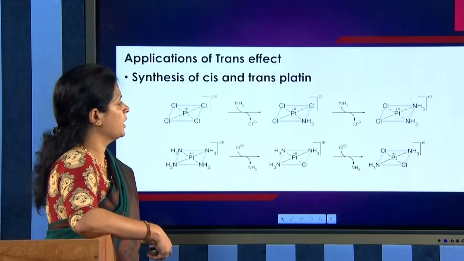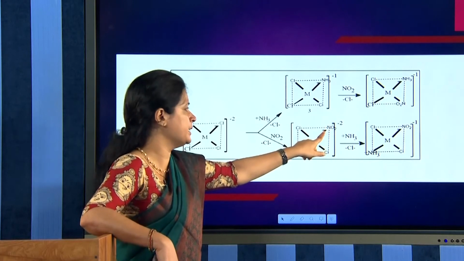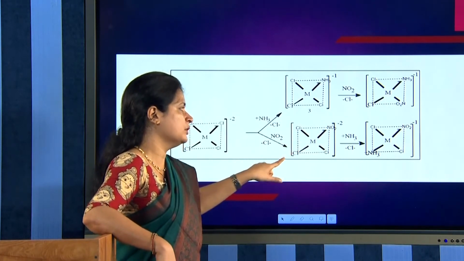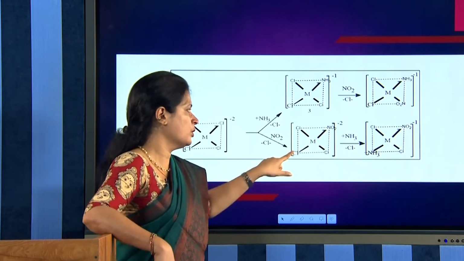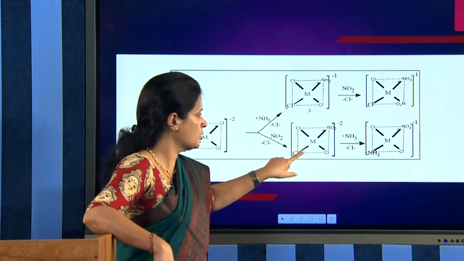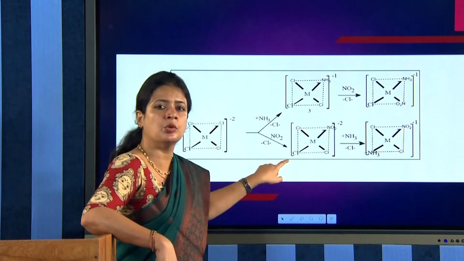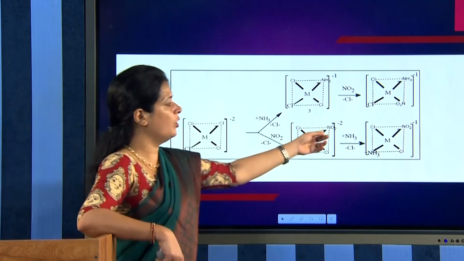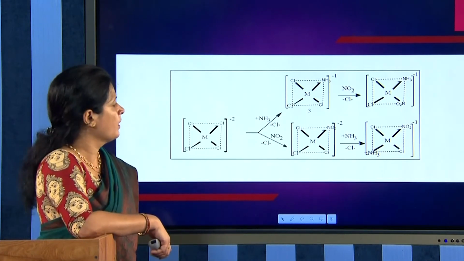And now coming to the reaction, NO2 has the greater trans directing ability, meaning this NO2 will weaken the ligand which is trans to the NO2. So, it will weaken the M-Cl bond which is trans. So, now the incoming ligand ammonia will enter this position only. Why? Because of the greater trans directing ability of NO2 minus. I hope you understood the concept.